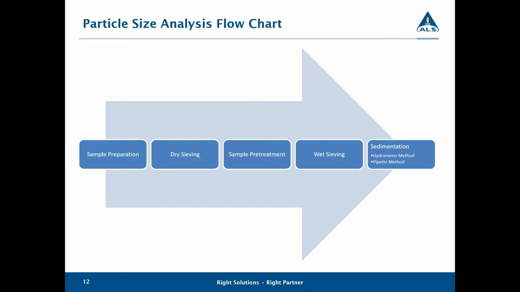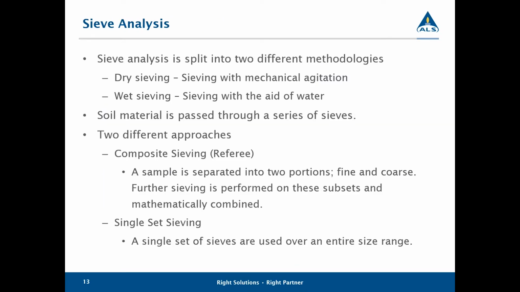So next up would be dry sieving. Here we get a little bit of information on sieve analysis. As I said before, there are two different types of sieving analysis. The first being dry sieving, where we can approach samples in two different ways. The first way is composite sieving, where the material is broken into two separate portions: a coarse portion, which is greater than 2 millimeter, and a fine portion that's less than 2 millimeter. Each subset is then sieved in order to get their different portion sizes and then mathematically combined. The second way is single set sieving, where we take the entire sample and put it into a sieve rack, which allows us to analyze the entire size range.